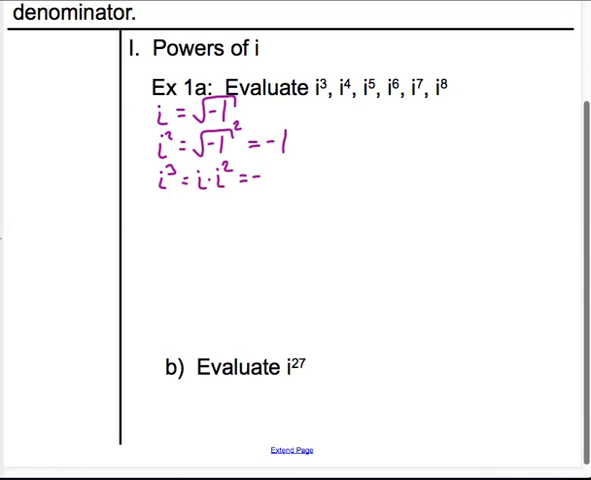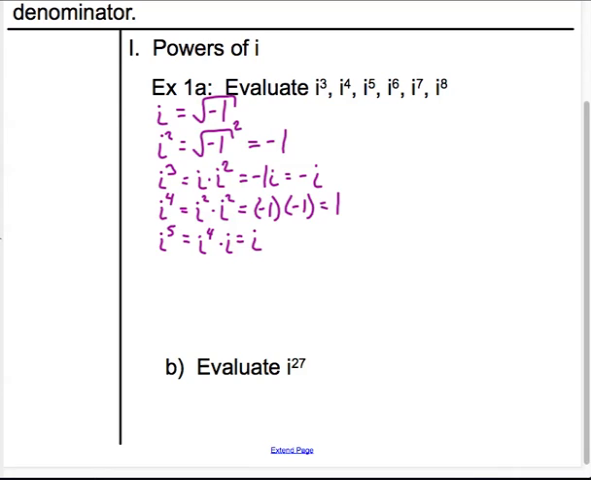So when we get i cubed, we can split that up as i times i squared. Well, i squared is -1, times i, so i cubed is equal to -i. i to the fourth is the same thing as i squared times i squared, which is -1 times -1. So i to the fourth is +1. i to the fifth equals i to the fourth times i. Well, i to the fourth is 1, so i to the fifth is i.